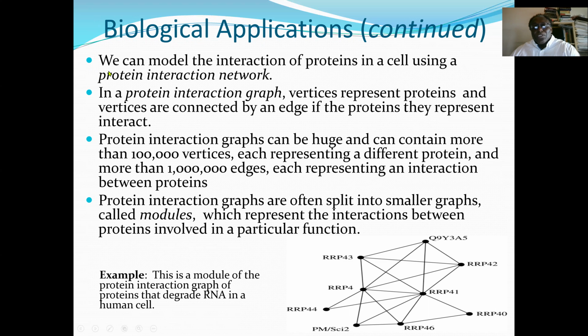And also we have a second one. The second biological application is how proteins interact with each other. Here we have a protein named RRP43, and it interacts with Q9Y3AS. But RRP43 does not interact with RRP46, though it interacts with RRP41 and RRP40.